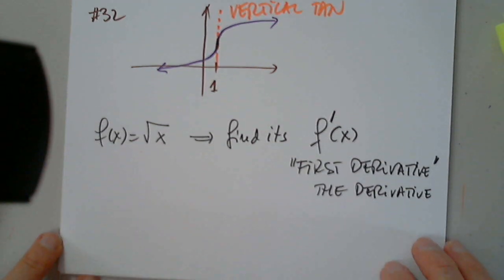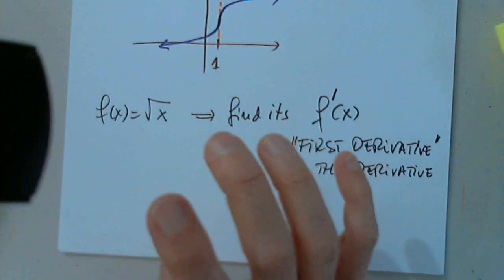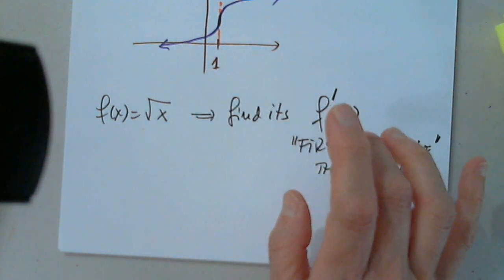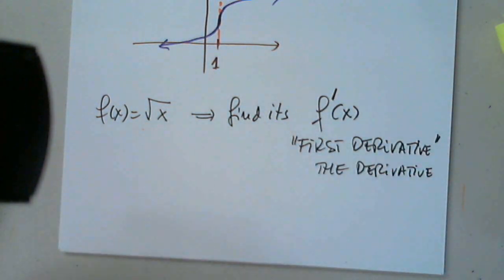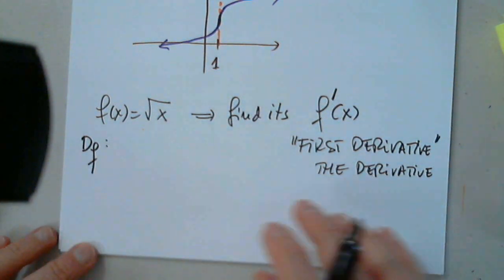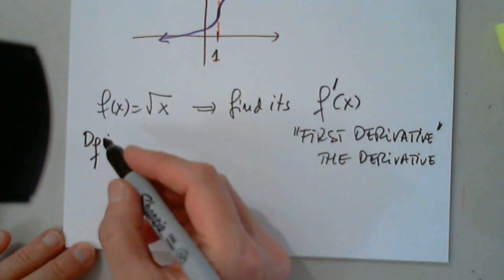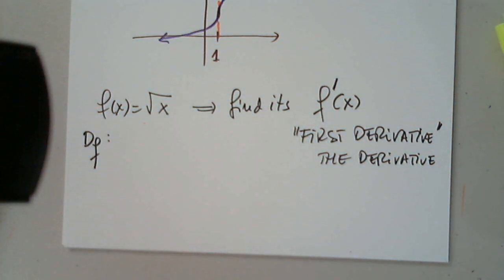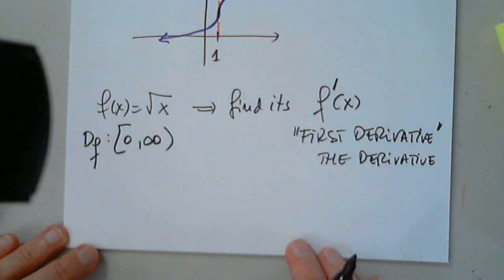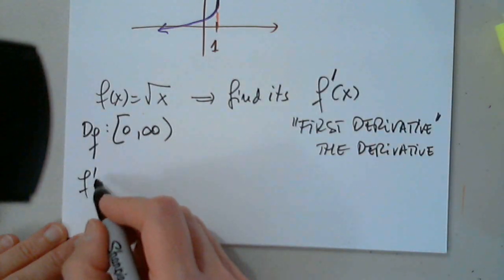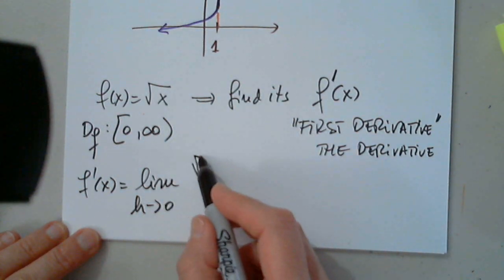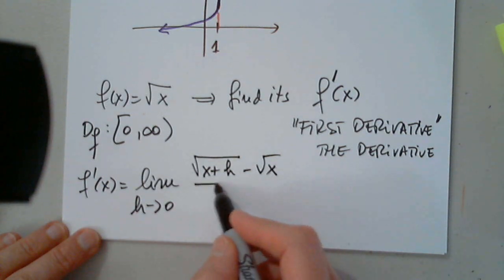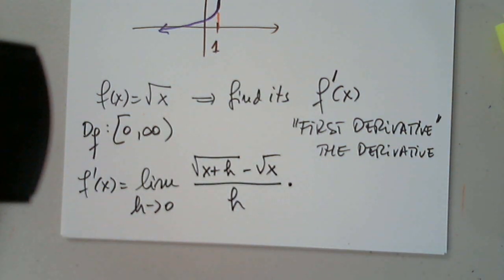Good. So we want to find f prime of x, the derivative of this function, which will give us the rate of change of this function at any point where the function is differentiable. Can anyone give us the domain of function f? We discussed this many times. Greater than or equal to 0, up to infinity. 0 to infinity, right? Correct? Good. So now let's find f prime of x. The limit as h approaches 0 of the square root of x plus h minus the square root of x, divided by h. Always start with something like this.